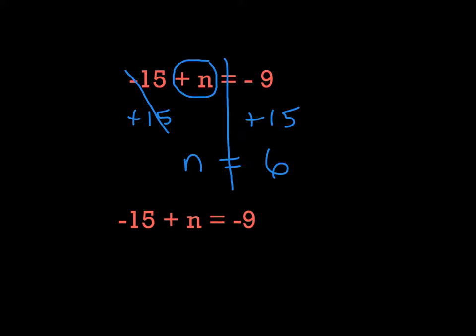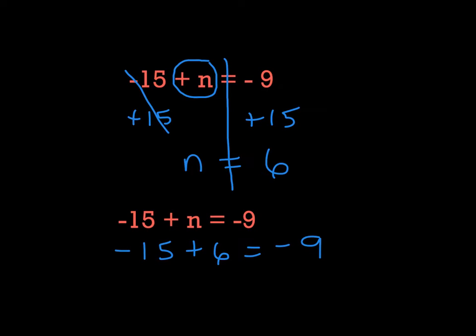Now, once you get your answer, you can plug it back in for the variable and see if it is correct. So our original equation said negative 15 plus n equals negative 9. And if you were going to plug back in to check this, you would say negative 15 plus, and I'm going to plug the 6 in for n, equals negative 9.